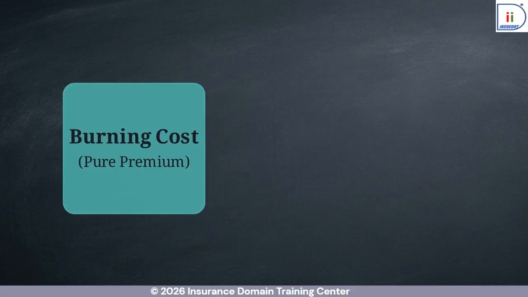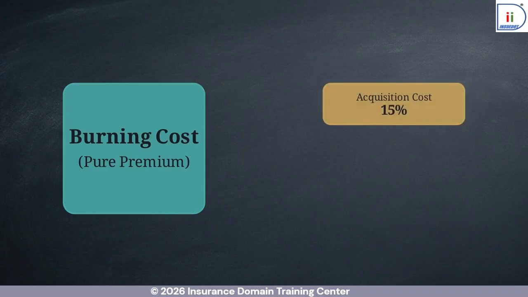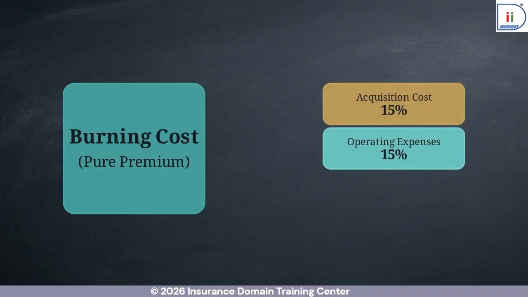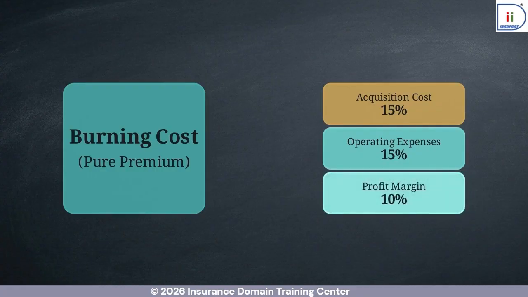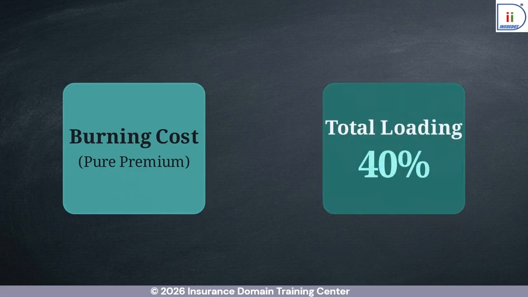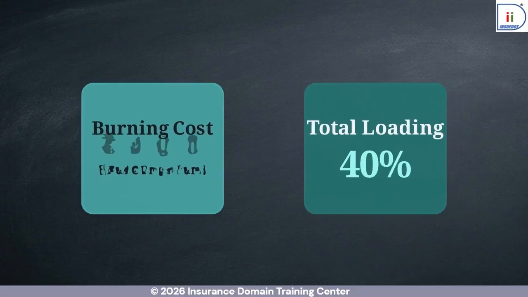But an insurance company has to cover other expenses to keep the doors open. We add an acquisition cost of 15%, operating expenses of 15%, and a required profit margin of 10%. When we combine these three business expenses, we get a total loading of 40%. Let's apply this to a specific baseline scenario.